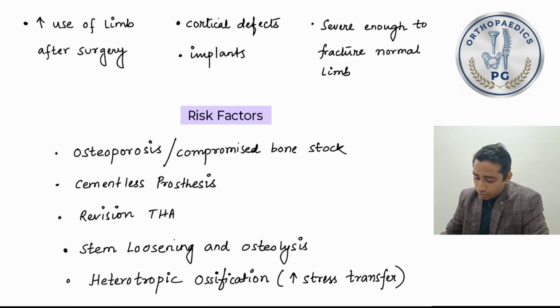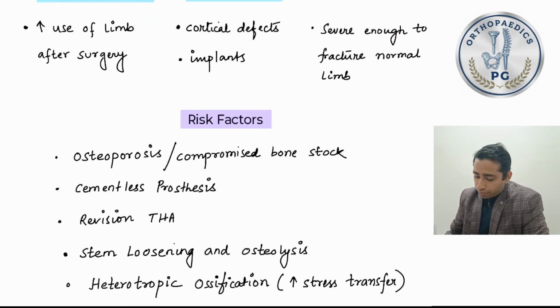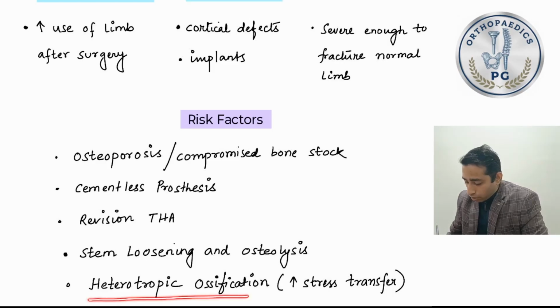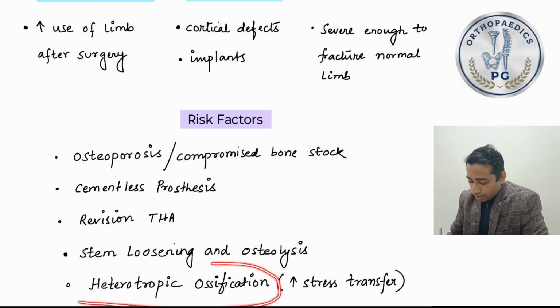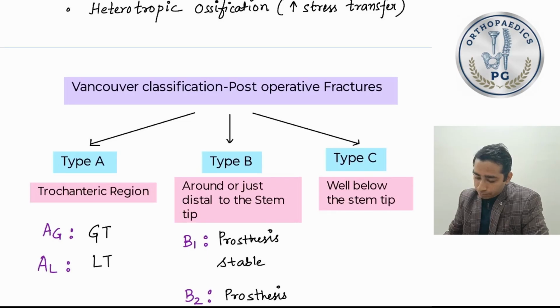The risk factors for postoperative femoral fractures are osteoporosis, compromised bone stock, cementless prosthesis, revision total hip arthroplasty. These are similar to the risk factors for preoperative femoral fractures. The additional risk factors are stem loosening and osteolysis and heterotopic ossification. Now what this heterotopic ossification does is that it increases the stress transfer to the proximal femur because the range of motion at the hip is reduced and is a predisposing factor for postoperative femoral fractures.